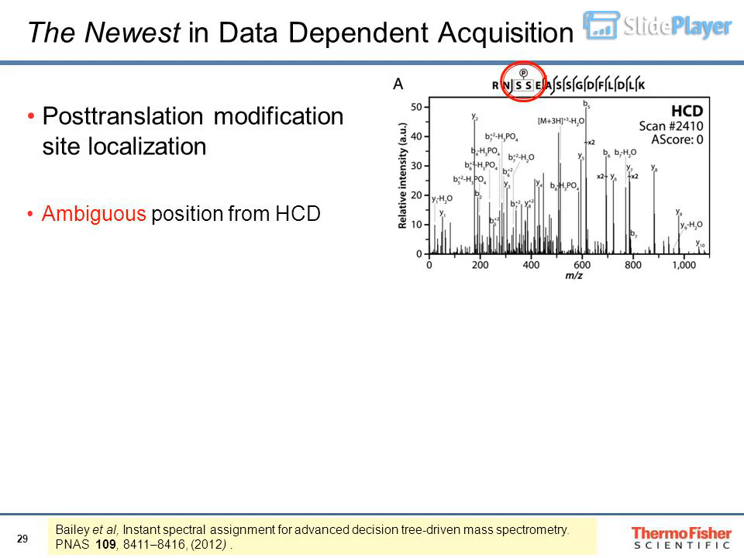Post-translational modification site localization. Ambiguous position from HCD. Trigger ETD resolving the ambiguity.